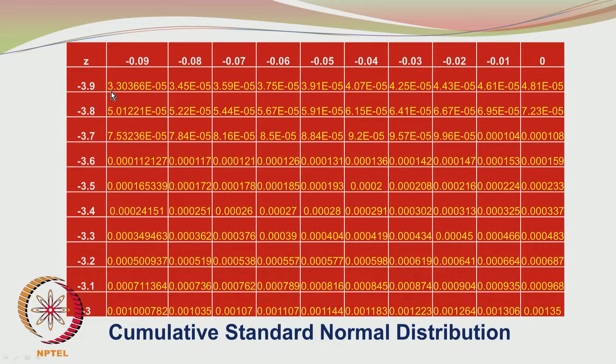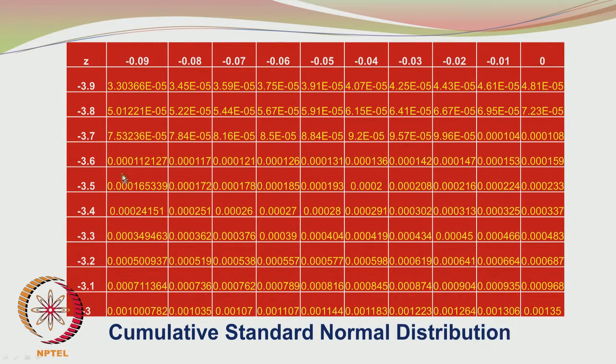Even though our range is from minus infinity to plus infinity, we see that the curve pretty much coincides with the x axis at a value of minus 4. Since the distribution is symmetric, the area under the curve beyond z equal to plus 4 will also be very, very small.